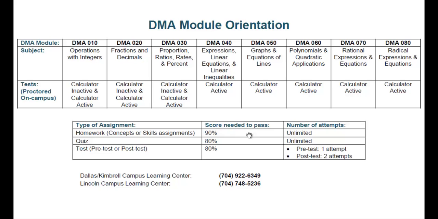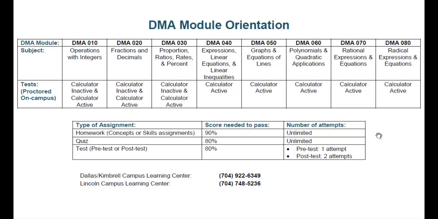I have listed the scores needed in order to pass each different type of assignment. To pass a homework assignment, which are called concepts or skills assignments, you need a score of at least 90%. To pass a quiz, you need a score of at least 80%. To pass a test, which could be a pre-test or a post-test, you need a score of at least 80%.